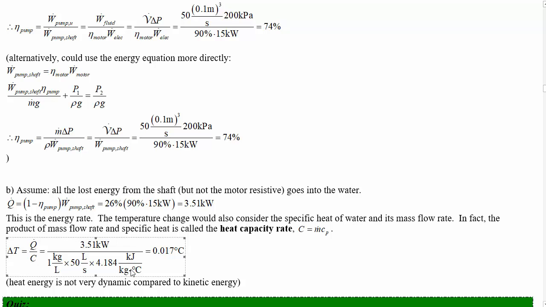And heat capacity rate, we've got 1 kilogram per liter multiplied by 50 liters per second multiplied by 4.184 kilojoules per kilogram Kelvin or kilogram degree Celsius. So what are we going to end up with? We've got watts and then joules, but joule per second would be a watt. Liters will cancel, kilograms cancel, degrees Celsius gets flipped back up, and we end up with just a change in temperature.